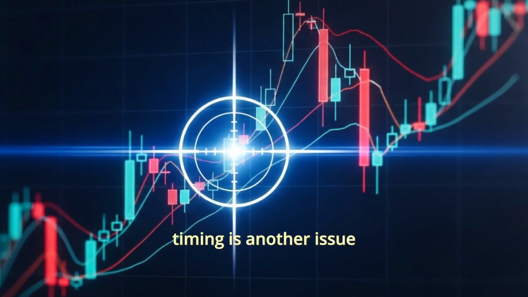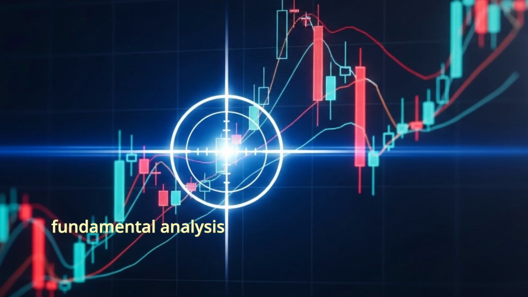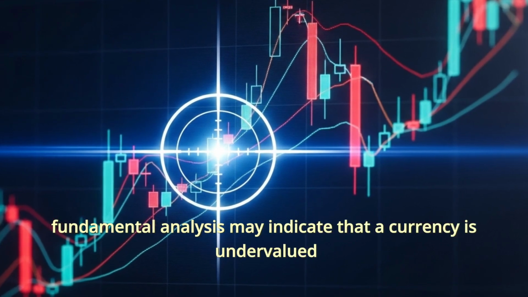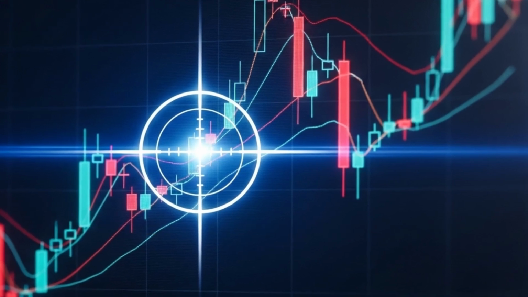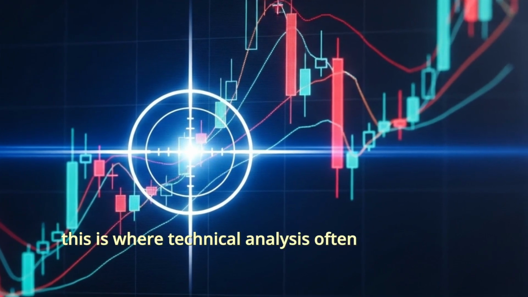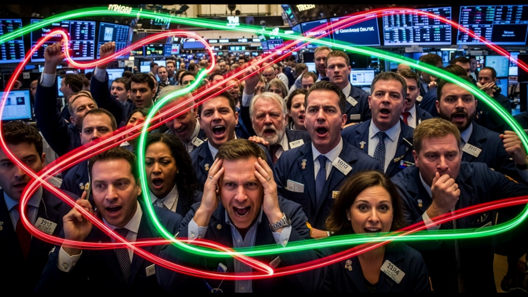Timing is another issue. Fundamental analysis may indicate that a currency is undervalued, but it does not specify when the market will correct itself. This is where technical analysis often complements fundamental insights.